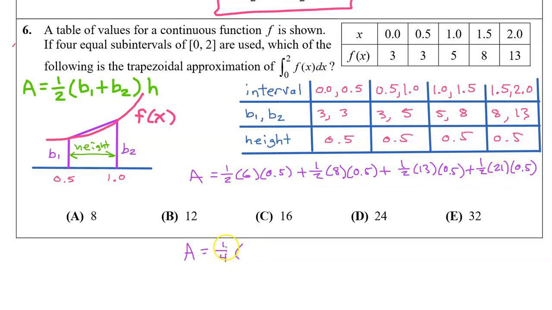If we take that 1/4 outside of parentheses as a GCF, that's just going to leave 1/4 times 6 plus 8 plus 13 plus 21. So doesn't this seem simpler? These numbers add up to 48. So we have 1/4 of 48, which is 12. So the answer is B.